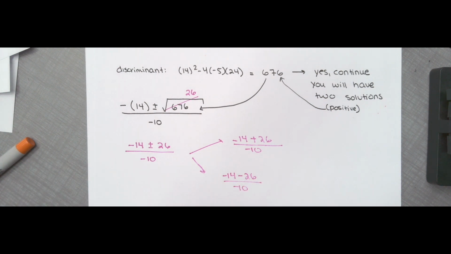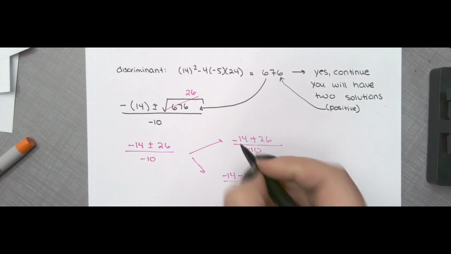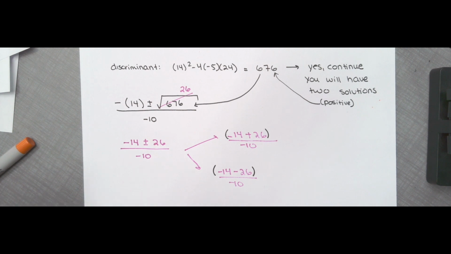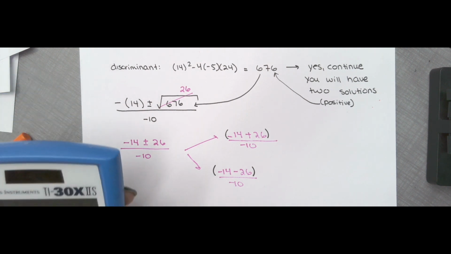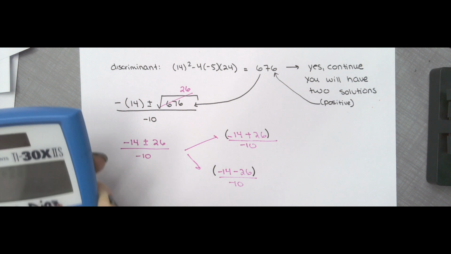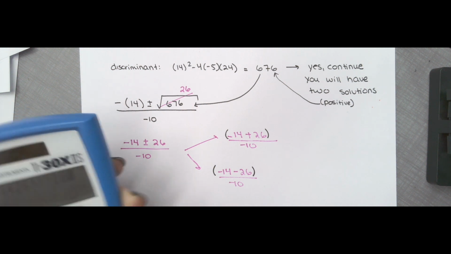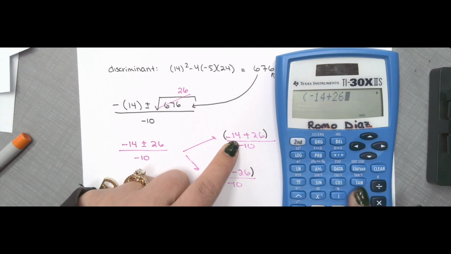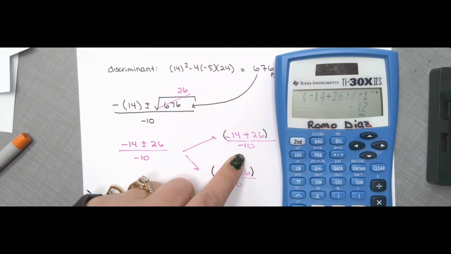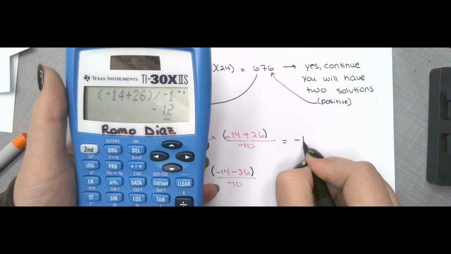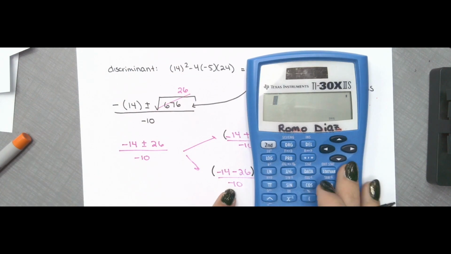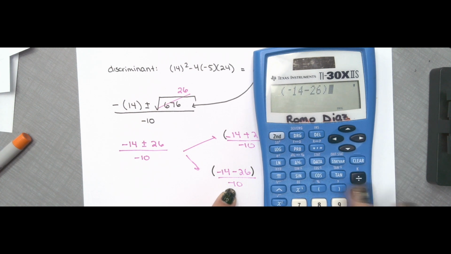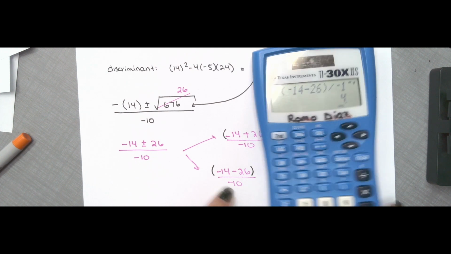If you are choosing to type this into a calculator, that's fine. But your numerator needs to be in parentheses, otherwise your calculator will lie to you. So you have parentheses, almost forgot, -14 plus 26 divided by -10. Let me actually show you how I'm typing in that. -14 plus 26, parenthesis, divided by -10. And I get -1.2. We got parentheses, -14 minus 26 divided by -10. And I get 4.